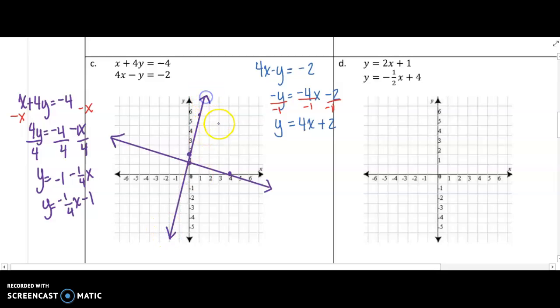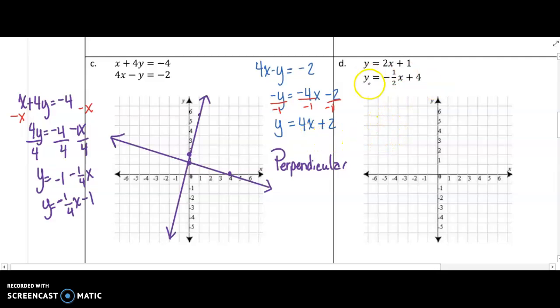Now, what do you think about those lines? They are perpendicular, because look at their slopes. They are negative reciprocals of each other, opposite reciprocals. I flip this negative 1 over 4, flip that, and it becomes a positive 4 over 1. There's a 1 under that 4.